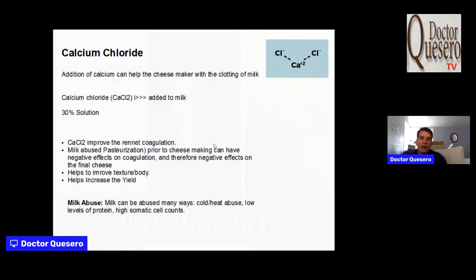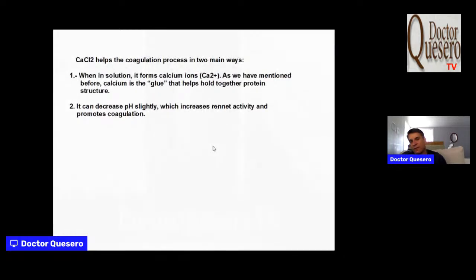Now, how much calcium chloride should we use? In general terms, well, let's go first with this screen. Calcium chloride helps the coagulation process in 2 ways. The first, when in solution, it forms calcium ions, as we have mentioned before. Calcium is the glue that bonds everything, the proteins between each other. And it also can decrease the pH a little bit, and therefore it will increase the rennet activity, promoting coagulation.